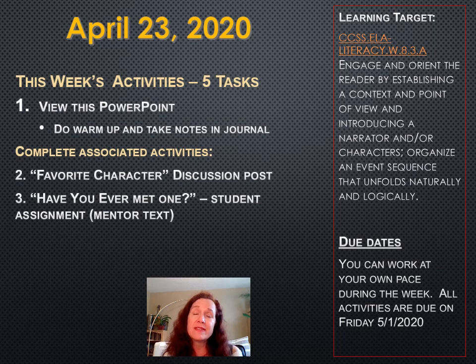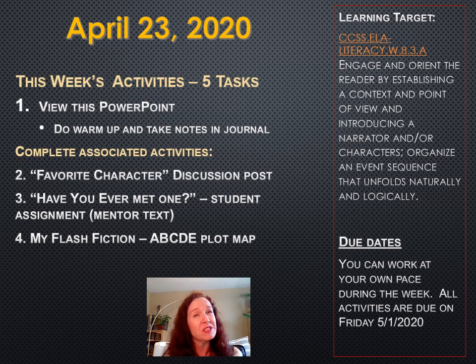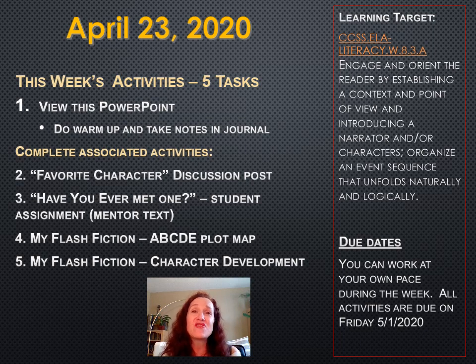Have you ever met one? This is a mentor text. You're going to read it and you're going to answer a couple of questions and annotate a couple things on the page. My Flash Fiction ABCD plot map. This is where you're going to take your brainstorm that you worked on last week and add a little more detail. And then my Flash Fiction character development. Here you're really going to delve into your main character, and maybe some of the other characters, so that we really get to know your character. Some of these details may or may not be used in your final Flash Fiction story, but it's really important to get to know our characters so that we understand their motivations and why they do what they do.